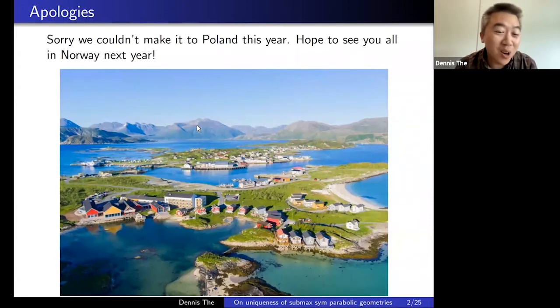So this is where we are right now. This is in Someroya. The weather is actually pretty bad today, but we had some pretty nice weather yesterday, and this is where we are here. So I'd be happy to show you guys around, hopefully next year.